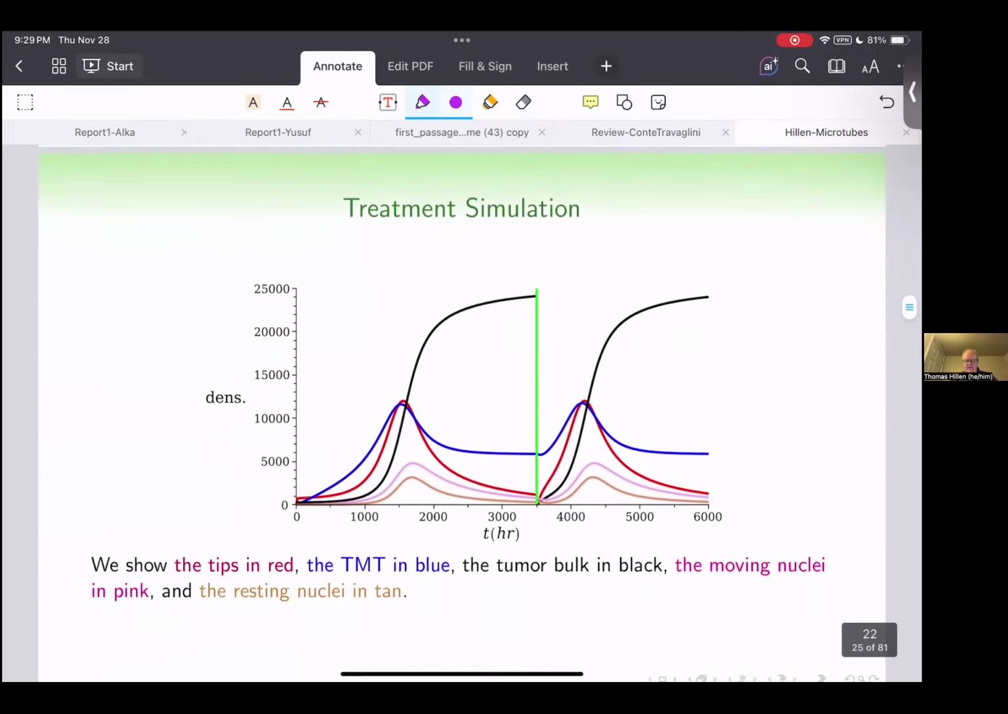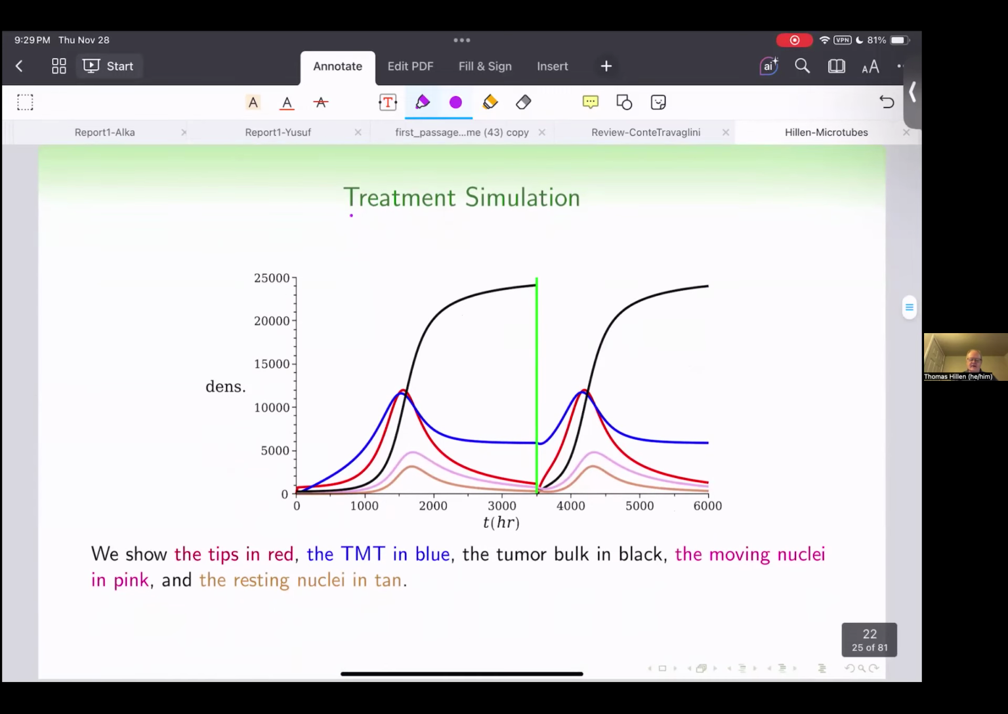So just to try it out, we simulate a little treatment right here at day 3000, or at time 3500. We just take away all the cancer cells. We take away all the black. We set black to 0, but everything else we keep. So we keep the microtubes in the system, and then you see the cancer comes back very, very quickly, even quicker than it came before.